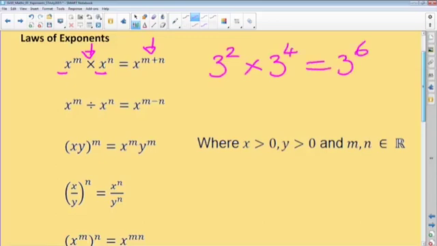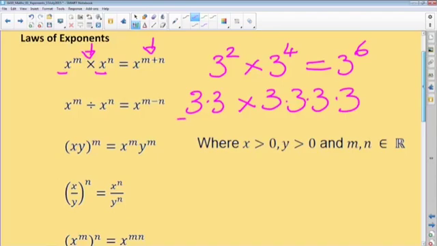And just to prove it does work, that's 3 times by 3 and 3 times by 3 times by 3 times by 3. How many 3's do we have there? 1, 2, 3, 4, 5, 6. So that is 3 to the power of 6. Okay, then if we have x and x as our bases, two bases that are the same, and we're dividing them, we then subtract the exponents.